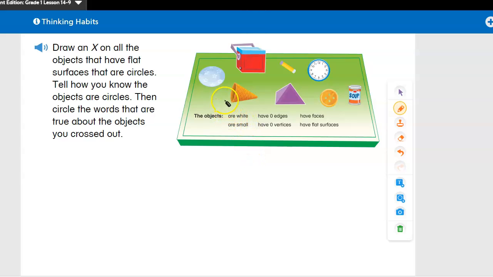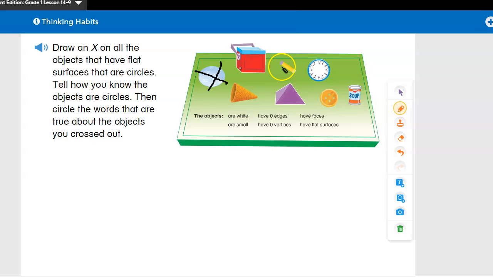I'm going to be looking for flat surfaces that are circles. Let me start up here. I have this flower plate. Is it a circle? Yes, it is. So I'm going to draw an X through this flower plate, and I want you to be doing the same. Okay, let's go up here. I have a cooler. It looks like a cube, but does not have a flat surface that is a circle. Okay, what about this glue stick? Let's look at it.